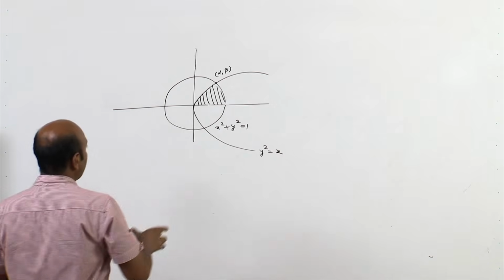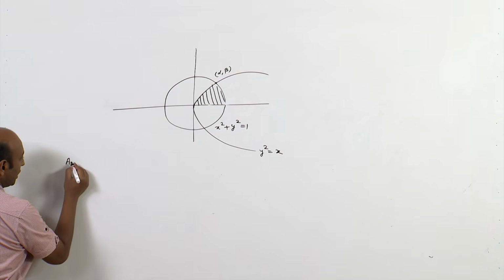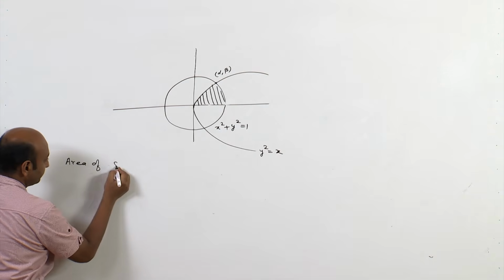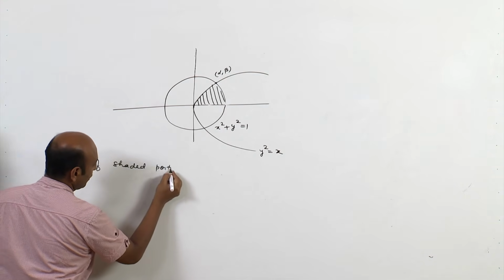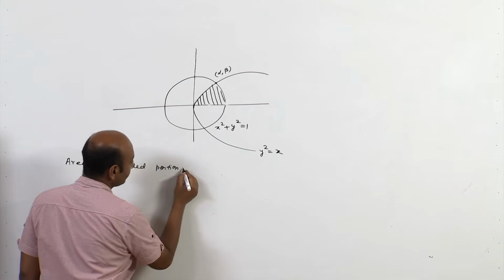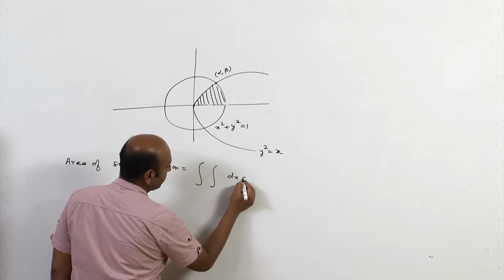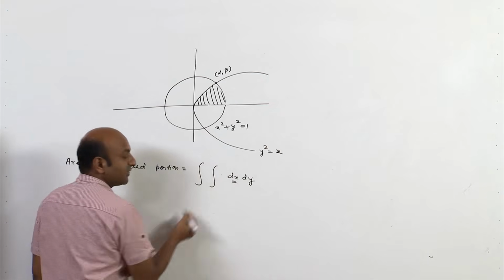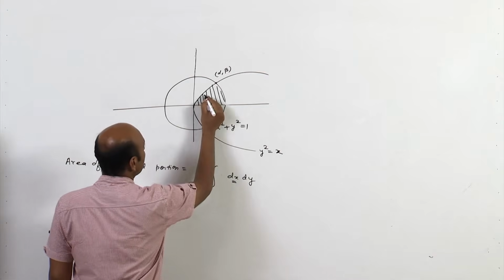Now, we are interested to find the area of the shaded portion. So, how can you find it? So, the area of the shaded portion or shaded region will be equal to a double integral. Suppose we take dx dy. So, dx is first. So, take a strip parallel to the x axis.